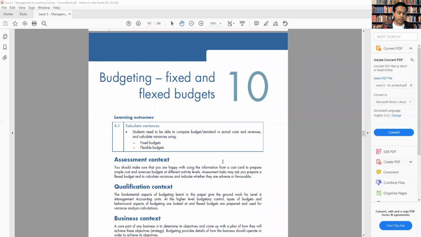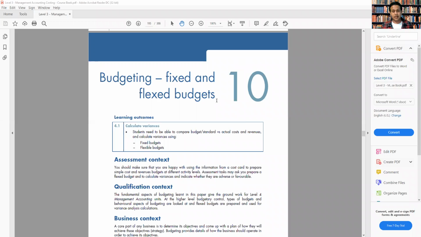But in level 3, we're going to see some simple calculation, like the difference between the fixed and the flex budget. The difference is that a fixed budget doesn't change with the activity level. Activity level means the units. The number of units we produce doesn't affect the fixed budget. For example, if we make one pen, the rent is £5,000. If I make 5,000 pens, the rent is still £5,000. So the fixed budget remains the same.